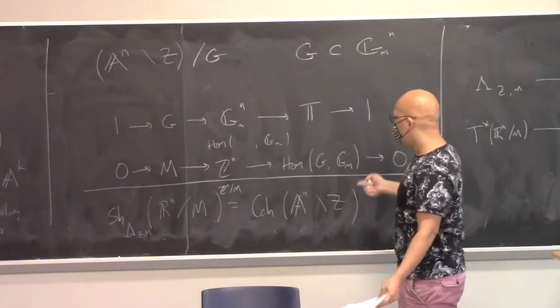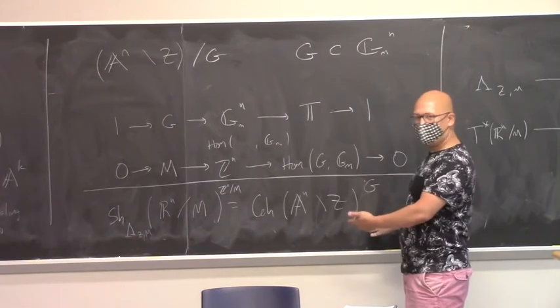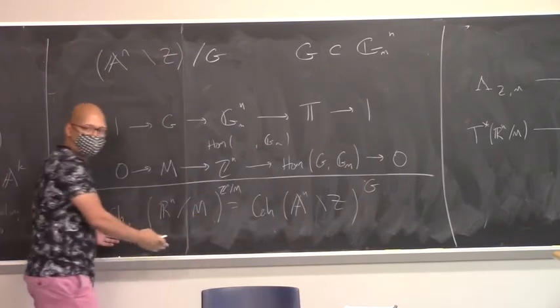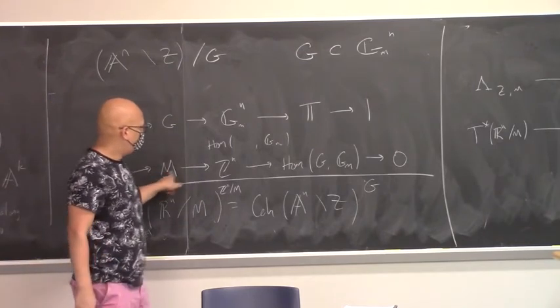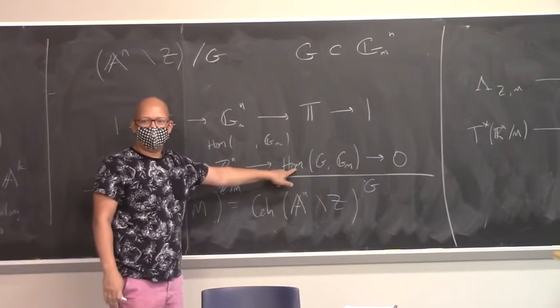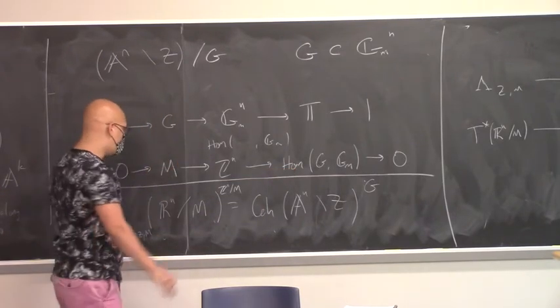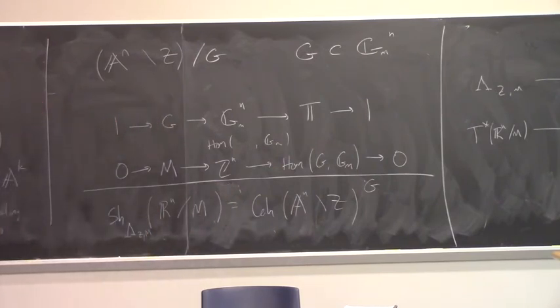And now I take G invariance on both sides. So I take G invariance here. Okay, good, that's what I wanted. And I take G invariance here. But what does taking G invariance here do? Well, Zn mod m is the character lattice of G. And so by that same thing with Z and C star I did before, taking G invariance here kills this. So there you go. This category of sheaves is coherent sheaves on the toric frame.